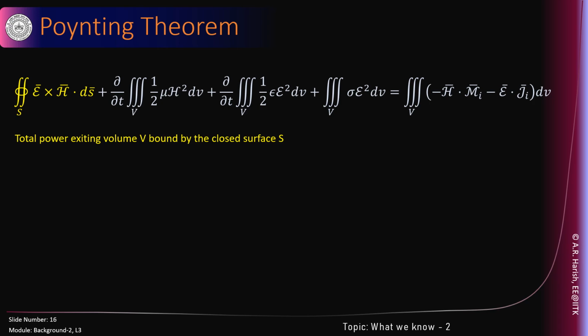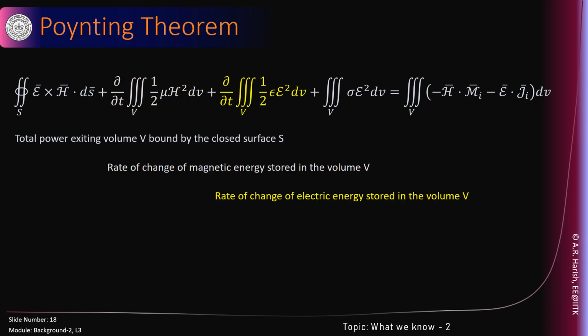It is a vector, it has a value. Value is equal to the power density associated with this electromagnetic field, and it has a direction. That means it tells us in which direction the power is flowing. If you calculate the surface integral of E cross H over the entire surface, what we get is the total power exiting that volume V. And the next one is the rate of change of magnetic energy stored in volume V. Similarly, one is the rate of change of electric energy stored in volume V. The last one is the power that is lost in volume V.